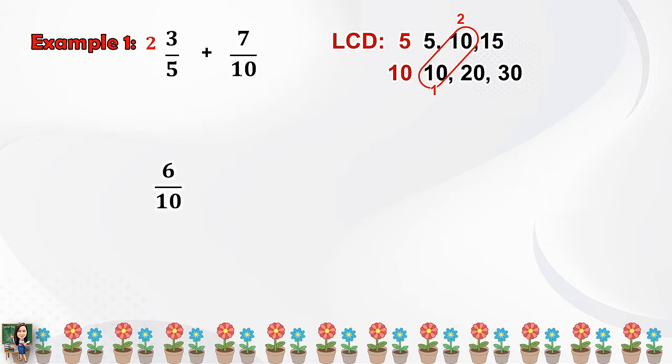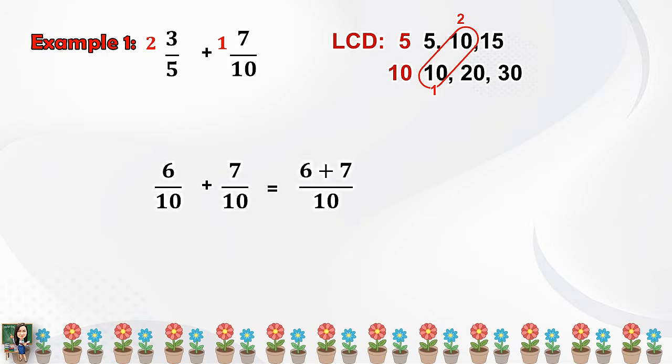Next, for the second fraction, multiply 1 by the numerator of the second fraction. 1 times 7 equals 7. Then copy the common denominator. So now the fractions are similar fractions, 6/10 and 7/10. Add the numerators, 6 plus 7. Then copy the common denominator, 10. 6 plus 7 equals 13. Then copy the denominator, 10. The answer is 13 over 10.